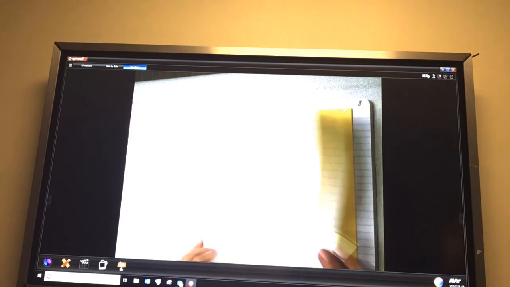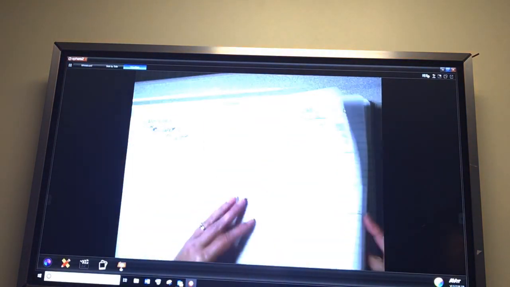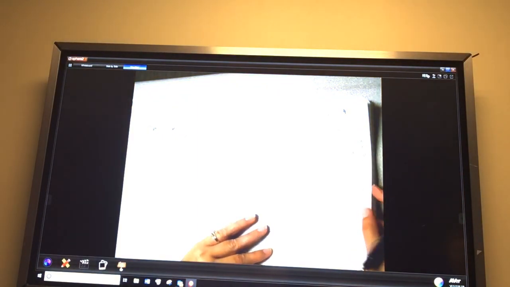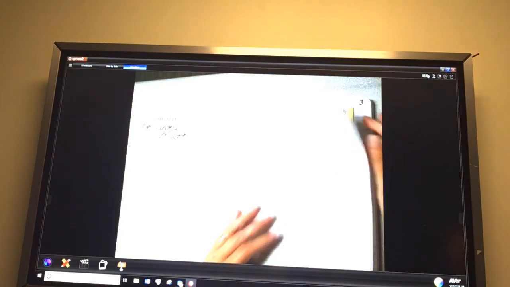Now, look at all the space that you still have in your journal to work out your problems. You can use the front and the back of these pages. Okay, just don't go past page 3 because that's where our work's going to start for Monday. So you can use page 1 and page 2, front and back, to work on your multiplication.